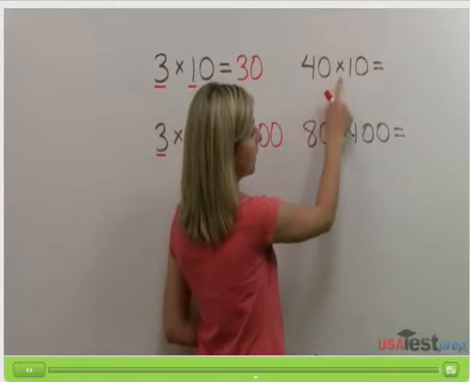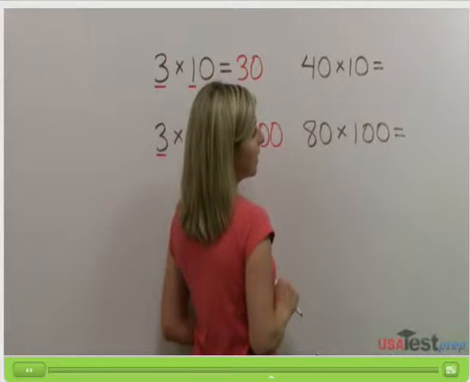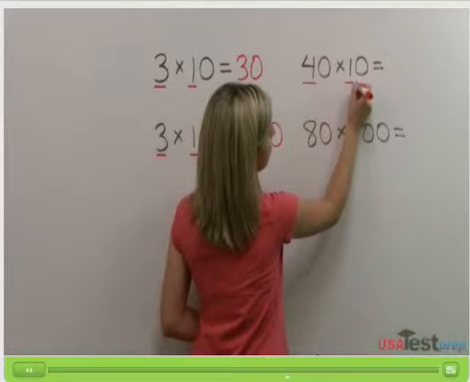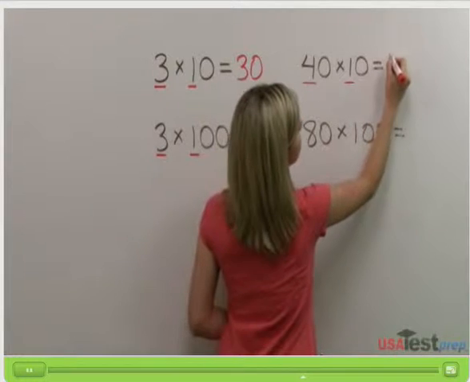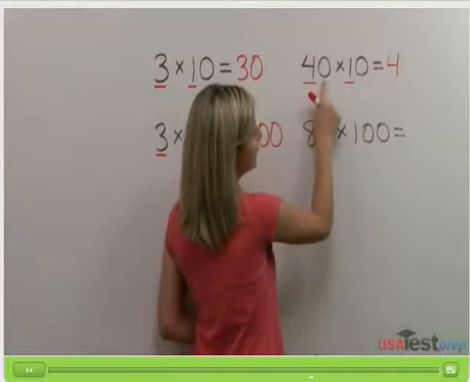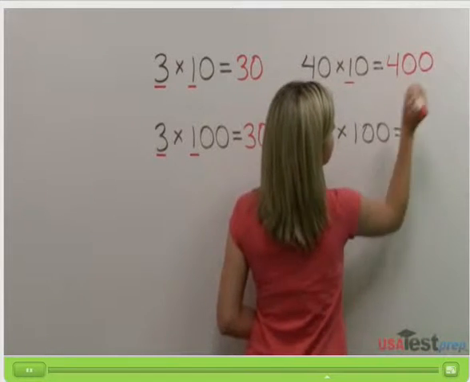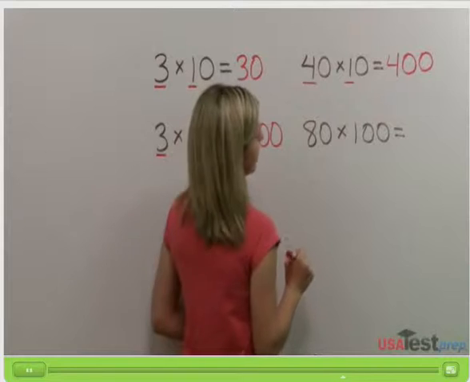Over here I have 40 times 10. Now both of the numbers in my problem have zeros, but that doesn't matter. I'm going to ignore the zeros and focus on the digits that do not have zeros. 4 times 1 is 4, and I have 2 zeros in my problem, so I'm going to include 2 zeros in my answer. 40 times 10 is 400.